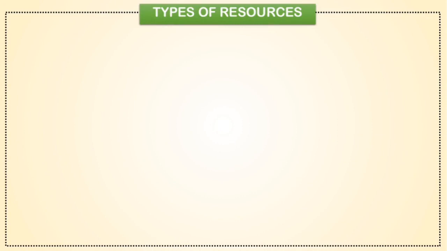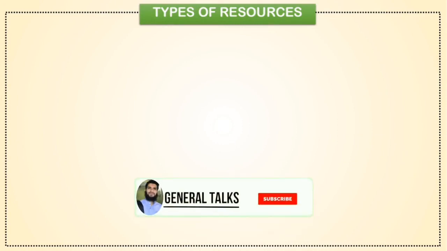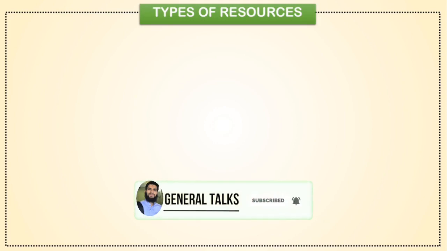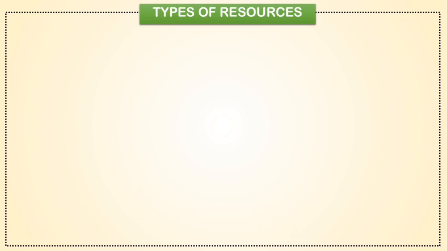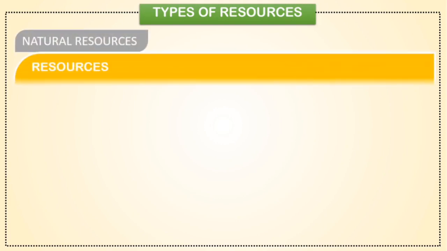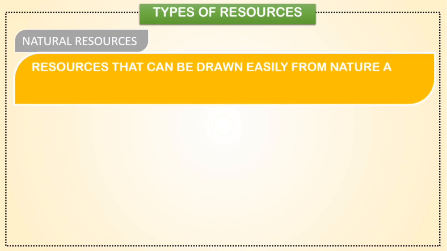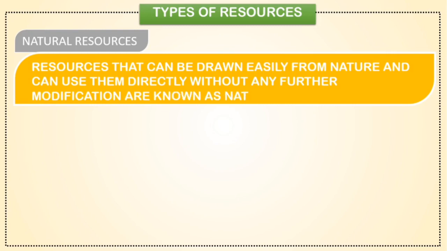So basically we have three different types of resources, but in this video we will just learn what is a natural resource. That would be our first type. So what is a natural resource? Resources that can be drawn easily from nature and can be used directly without any further modification are known as natural resources. So there is no further explanation in this. Natural resources are those resources that can be drawn easily from nature. We can obtain them easily from nature and no further modification is required before consumption, right?